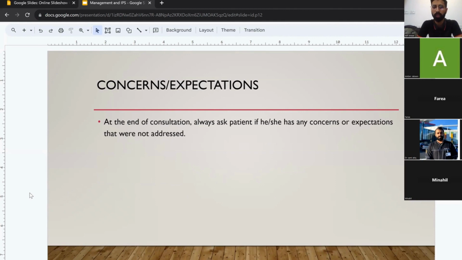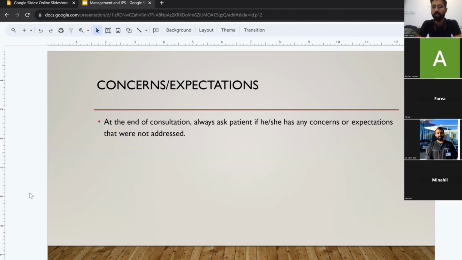we perform extremely well in our station. We perform well in our data gathering, in our examination. We explain our management very well, but we fail to address the patient's concerns. We fail to ask them their expectations, and when we get the result, we are failing that station, because this is what they were expecting from us. They wanted us to address this thing.